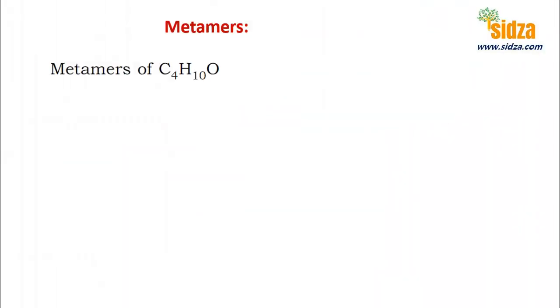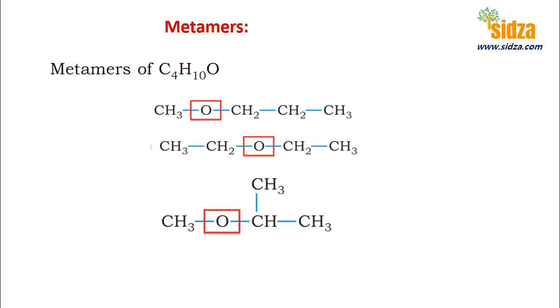Let's take one more example of the metamers. We have C4H10O, and let's write down the different metamers of this molecule. You can see here the 4 carbons, all right? We have 4 carbons, and you can write down these different metamers. One has a methyl, and the other side has a propyl. The second metamer has 2 ethyl groups on the two sides of this oxygen.